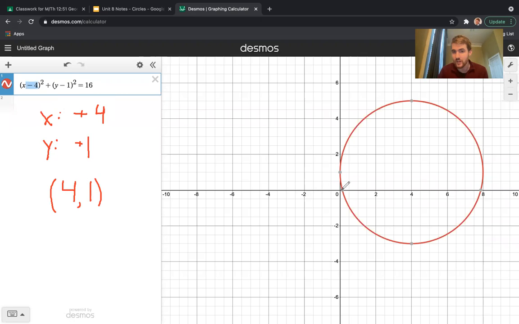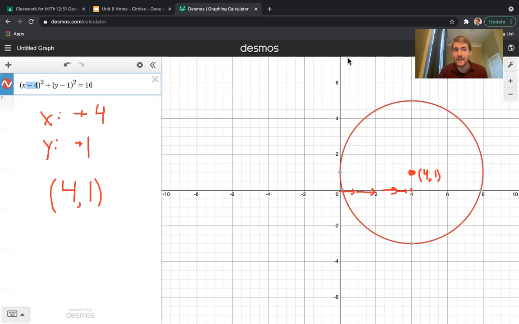We can find that point on the graph. We go over 1, 2, 3, 4. We find 4 on the x coordinate, and then we go up 1. This is 2, so 1 is going to be right in between, and there is 1. And you can see that is at exactly the center of the circle. This is the center. It's 4, 1.